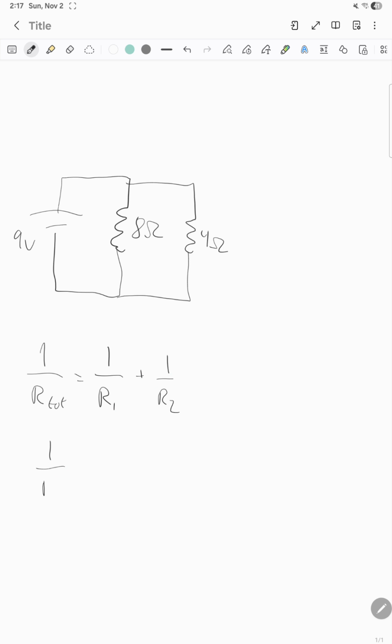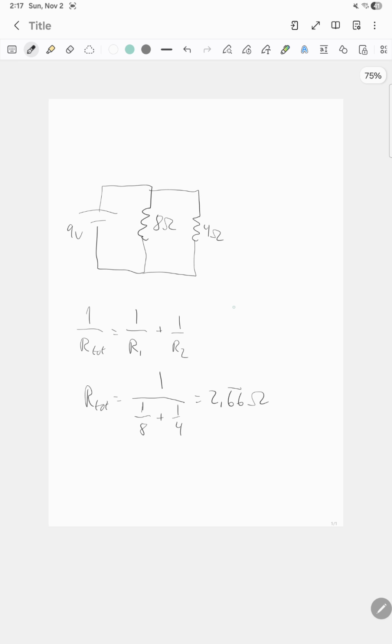So therefore R total, or R equivalent, will be equal to 1 over 8 plus 1 over 4. If we take our calculator and do 1 divided by 8 plus 1 divided by 4, and then raise that to the exponent of -1, this will be around 2.66 ohms. So that means that you could rewrite this circuit like this.